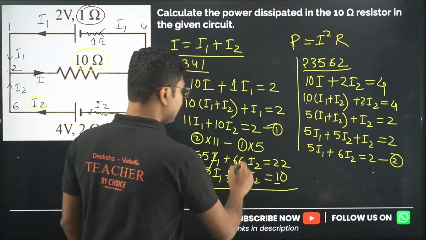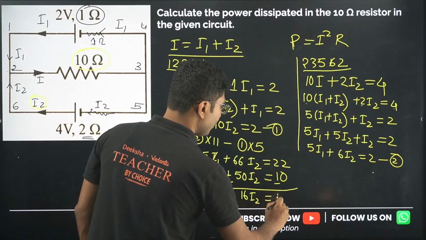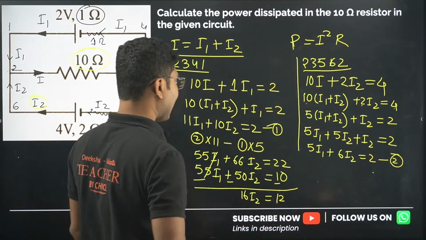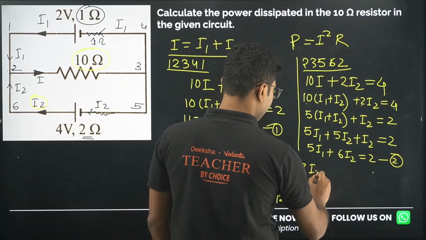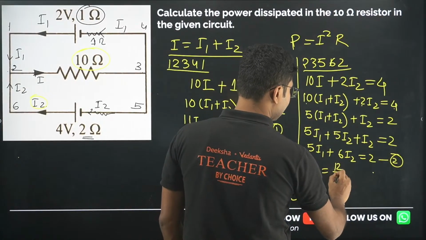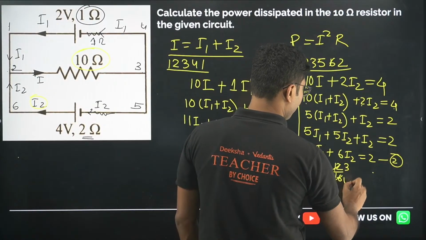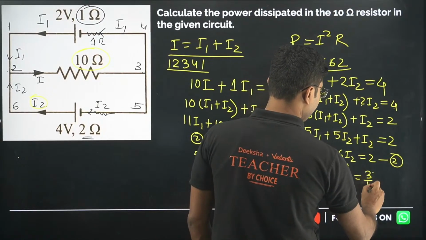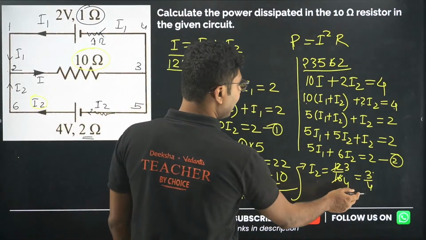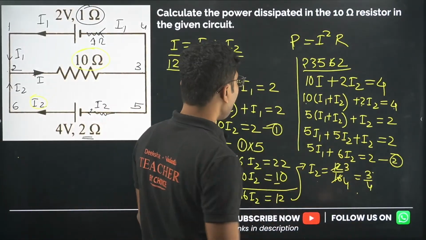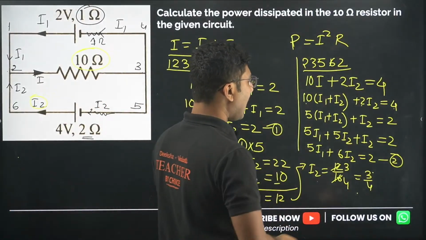Now if you see that 16I2 equals 12, we can calculate I2. So from here we can say that I2 equals 12 by 16, that is 3 by 4. So 3 by 4 is the current I2. Now we will use this value of current in this equation, or you can use any one of the equations, and calculate I1.